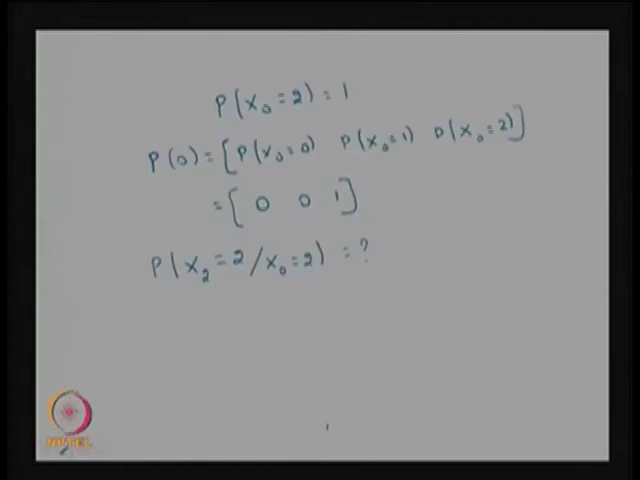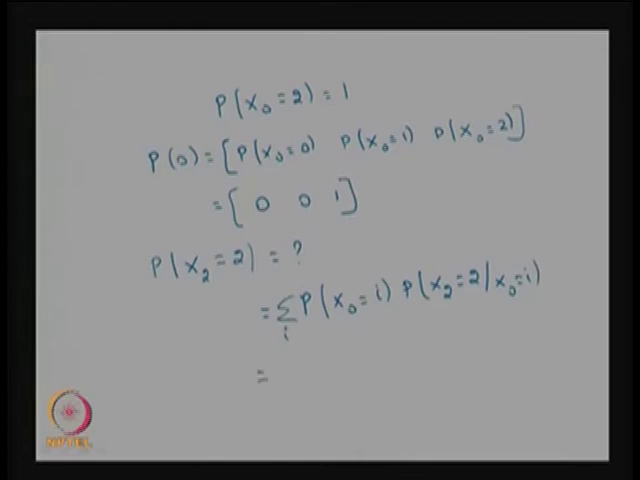The question is, what is the probability that the system will be in the state 2. So to find this, with the given information, we compute the probability that X_2 is equal to 2, given that X_0 is equal to i, for all possible values of i.